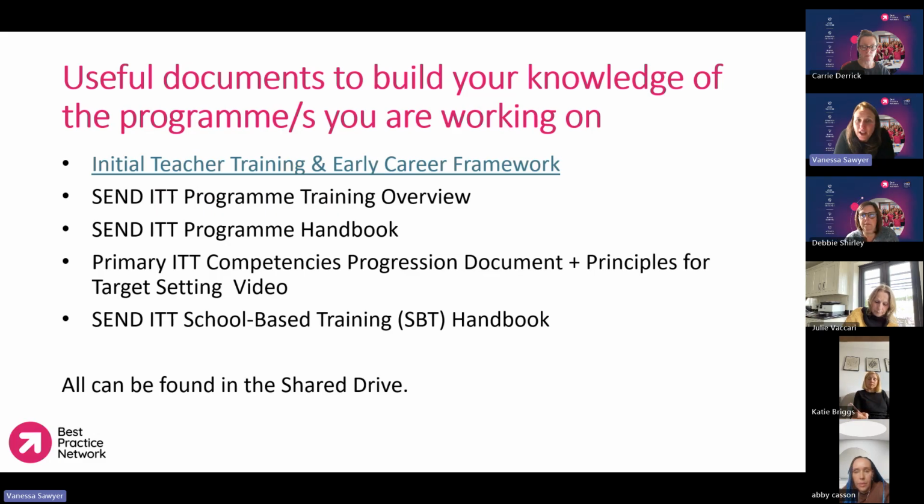We also have our training overview, which is the one that I said will give you a week by week of what is happening across the programme. There is also a SEND ITT programme handbook, which has pretty much everything in it. So that is obviously a go-to for yourselves, for the student teachers and the mentors as well. The progression document is the one that I was referring to with the emerging, developing, secure and exceeding bands in. And there is also a video for you to have a little look at that goes with that and how that relates to our sharp target setting.